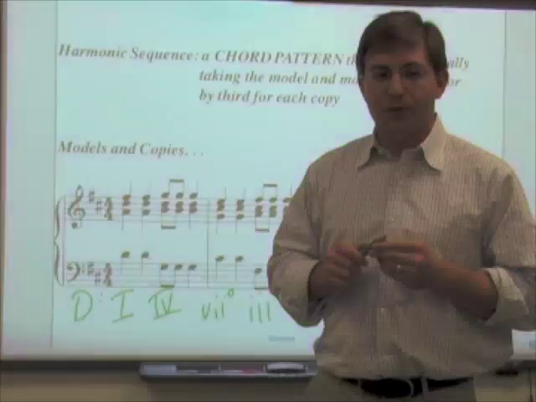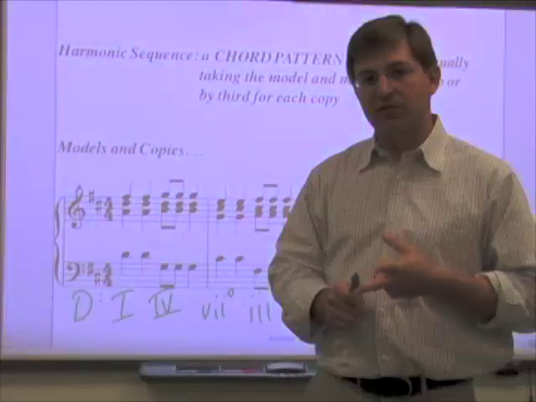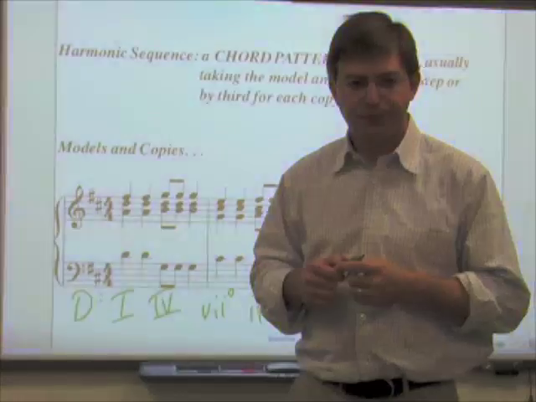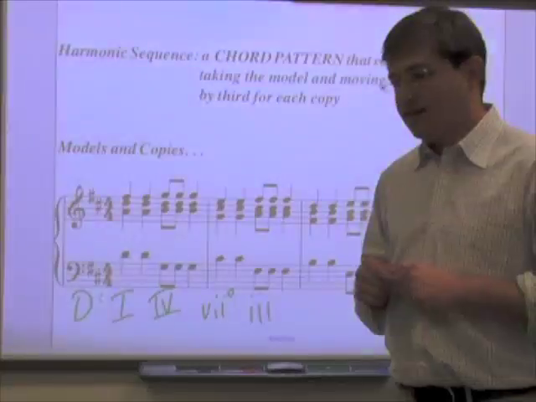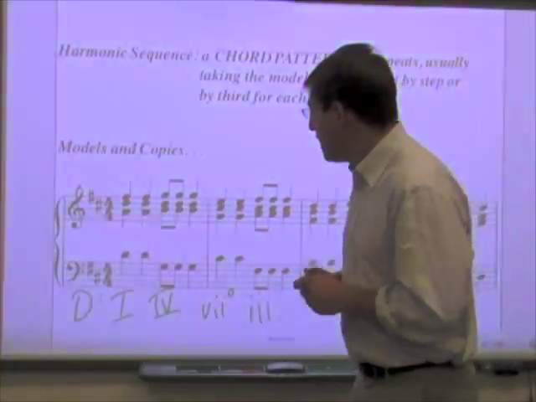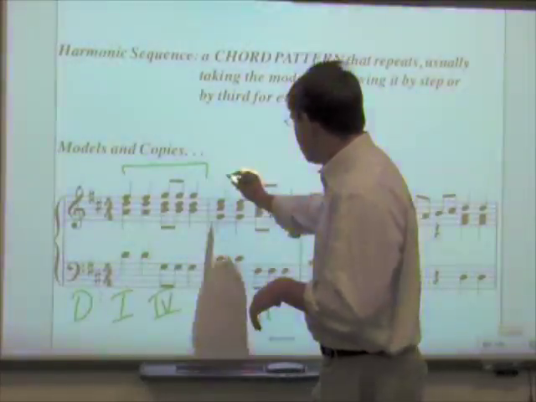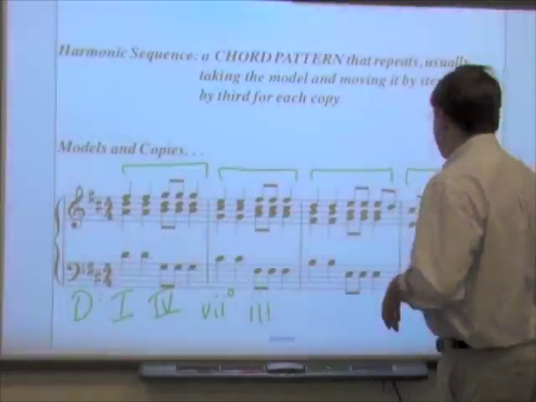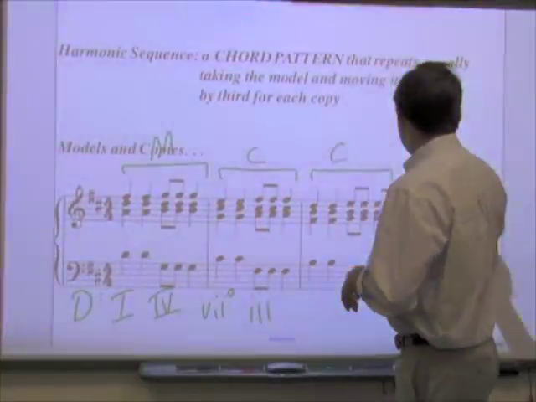What I would ask of you is, where is the two-chord model, and where are the copies, and by how far do they move each time the model repeats? So the basic approach to labeling and analyzing sequences will be just that. First we'll ask, where is the model? It's right there. Where are the copies? They are here. We'll say there's a model, copy, copy, and copy.